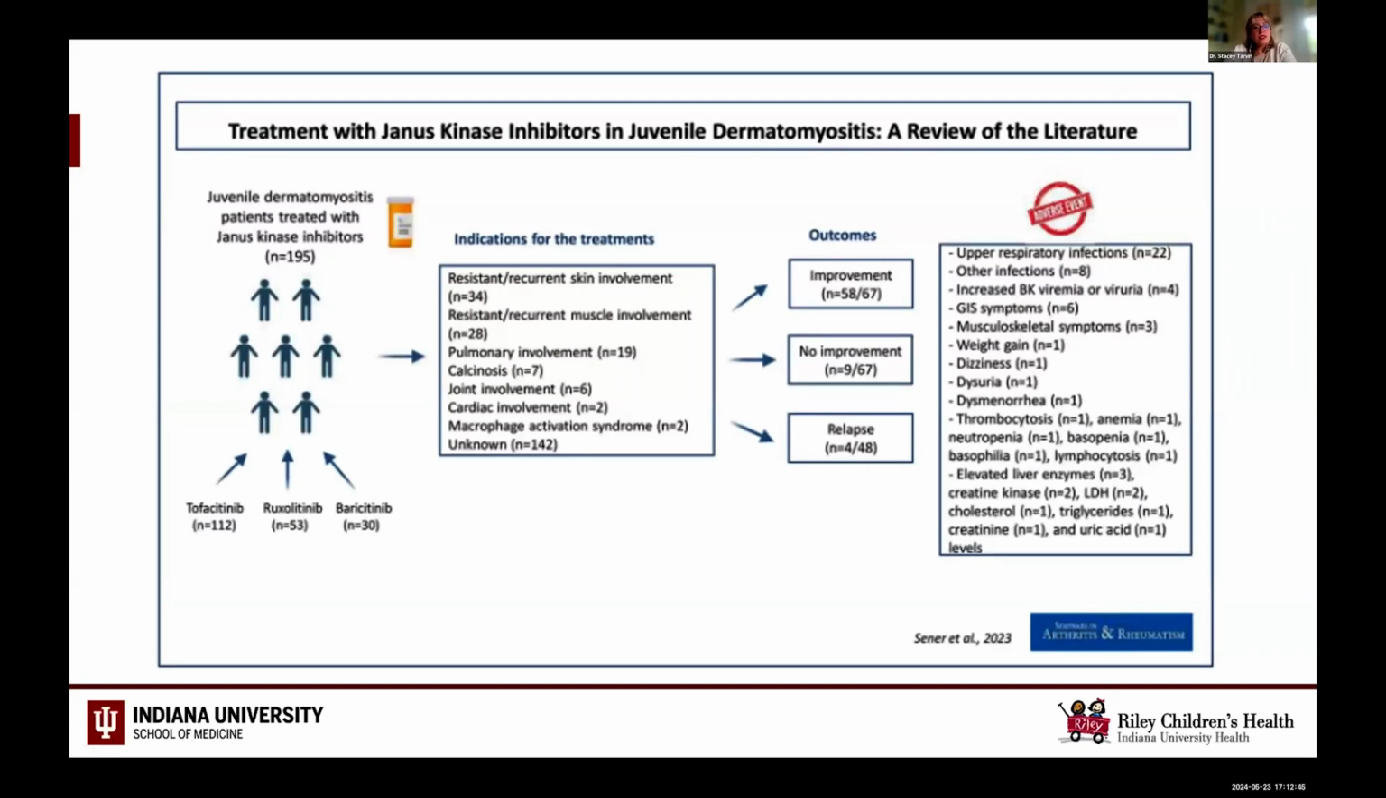This is the abstract slide associated with the publication, and I'll walk through it briefly for you. As mentioned, 195 patients were described as being treated with JAK inhibitors. Tofacitinib was 112, ruxolitinib 53, baricitinib 30. The indications for treatment consisted of skin involvement, muscle involvement, pulmonary involvement, calcinosis, joint involvement, cardiac involvement, and macrophage activation syndrome. When reported, significant improvements were reported. The adverse events are listed here, but I wanted to dive a little bit deeper into this article.